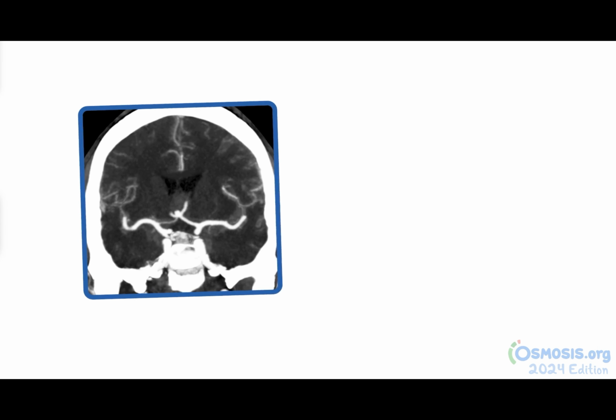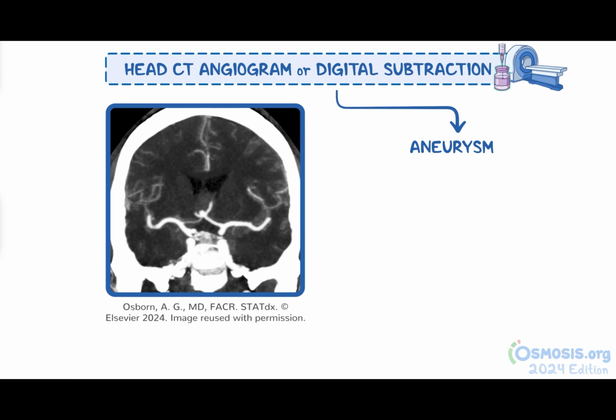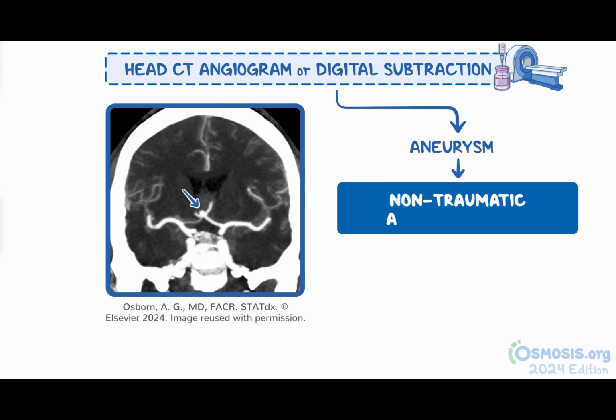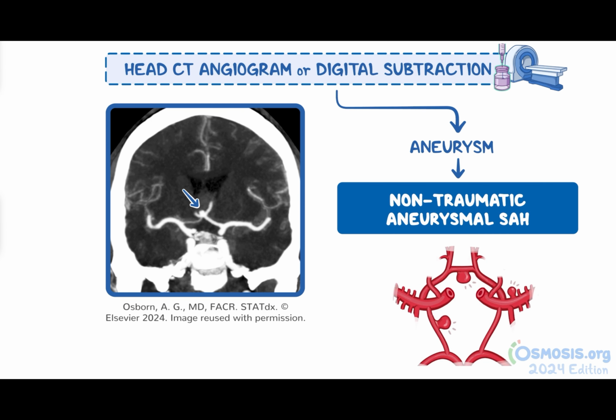On the other hand, if angiography reveals an aneurysm, diagnose non-traumatic aneurysmal subarachnoid hemorrhage. Most aneurysm ruptures occur with saccular aneurysms, also known as berry aneurysms, in the circle of Willis.